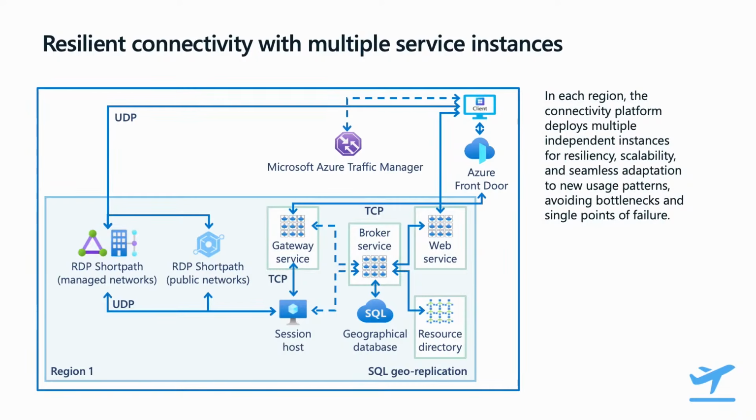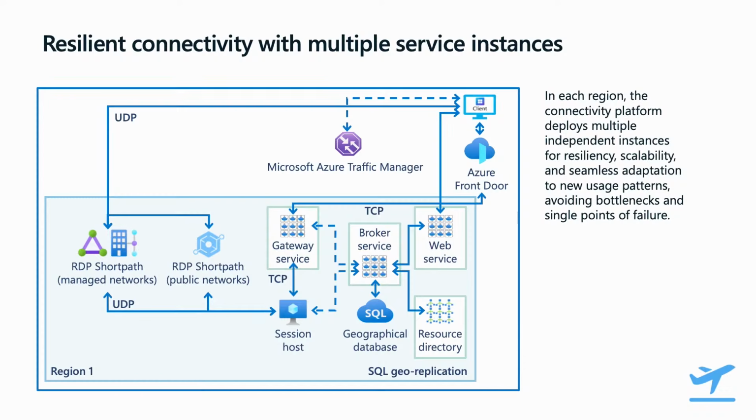So if we expand this view a little bit, it's not just a single instance of each of these services as that previous slide alluded to. This is now a wider diagram that's just been flipped horizontally. Within each region where we enable the connectivity platform, we deploy multiple instances of each of these components or services.